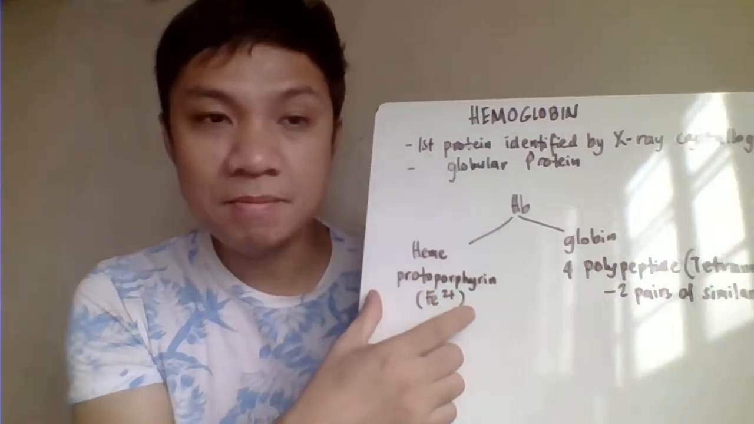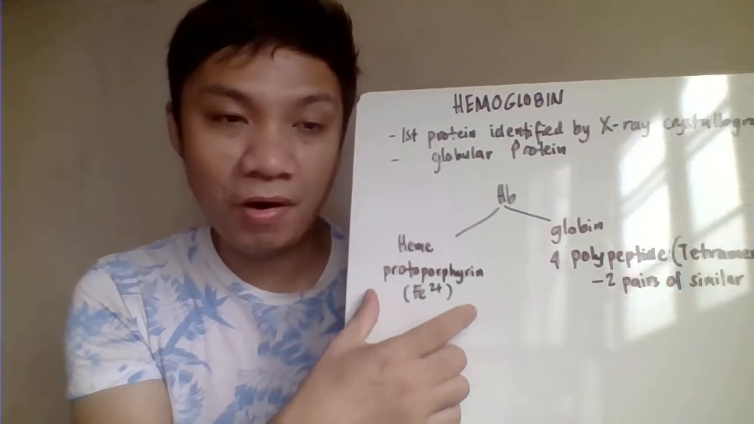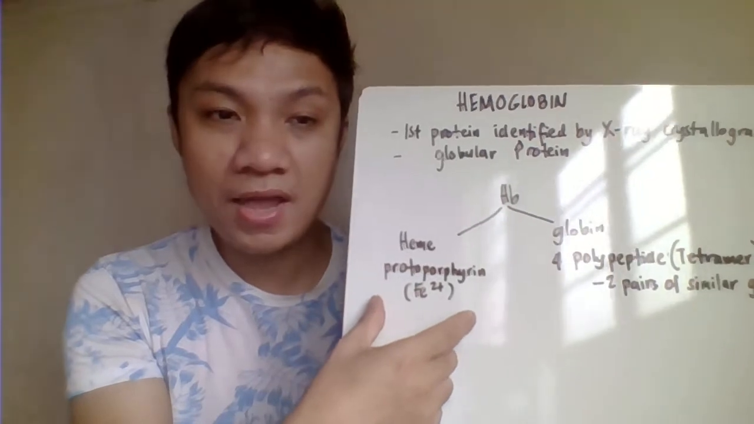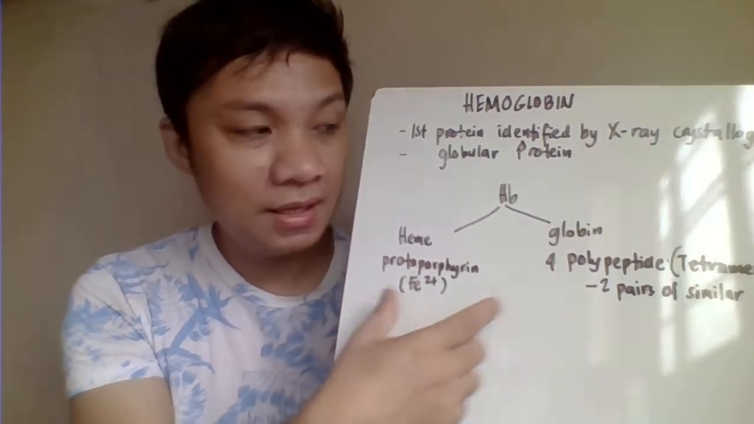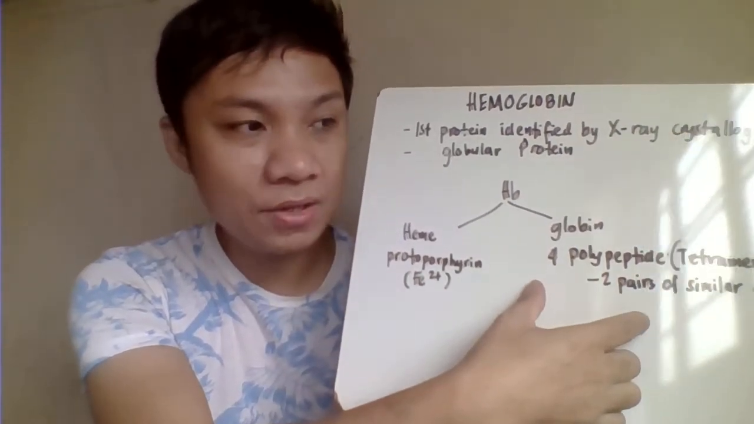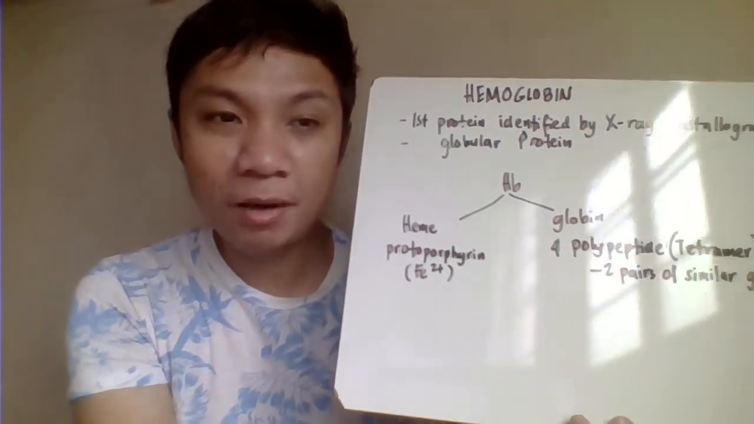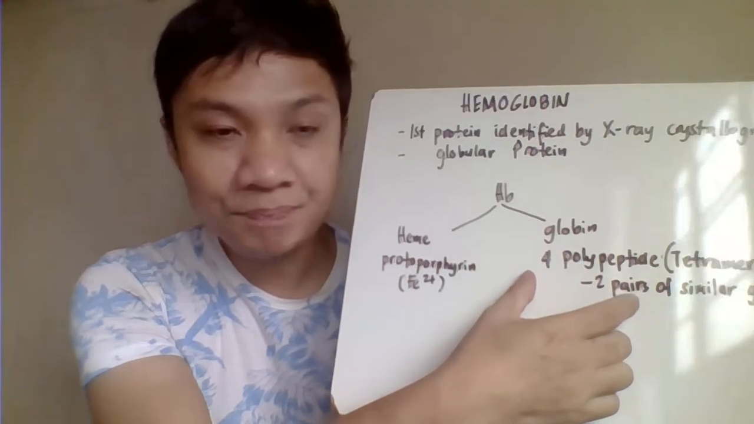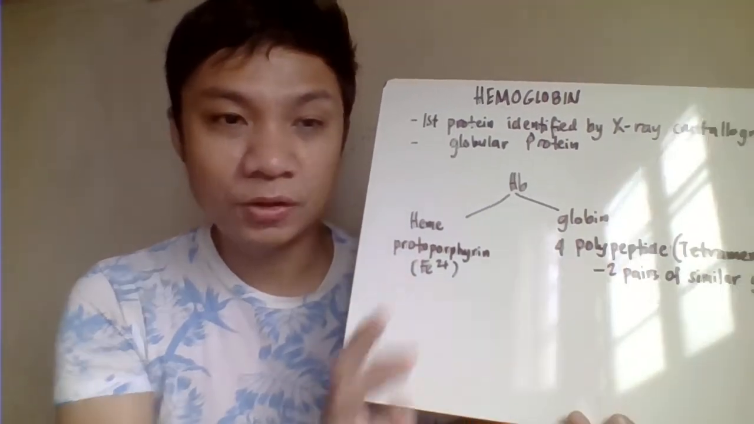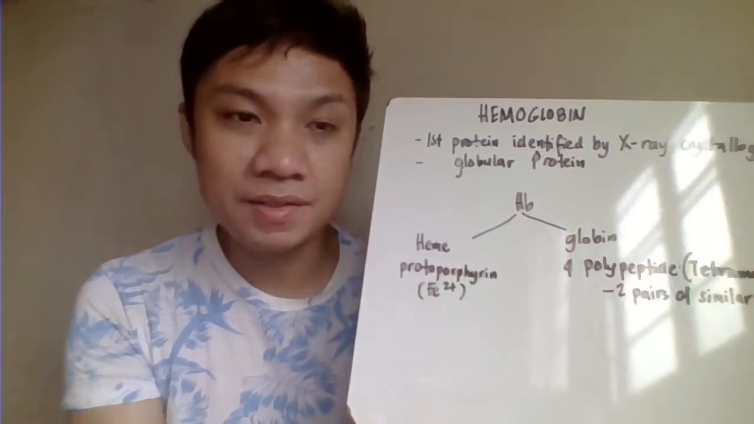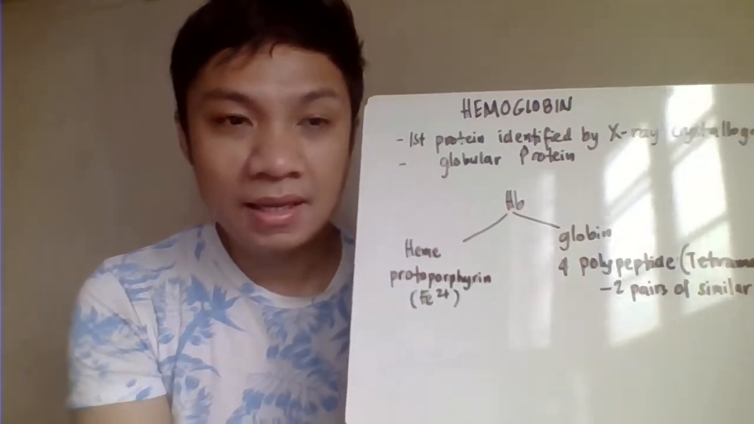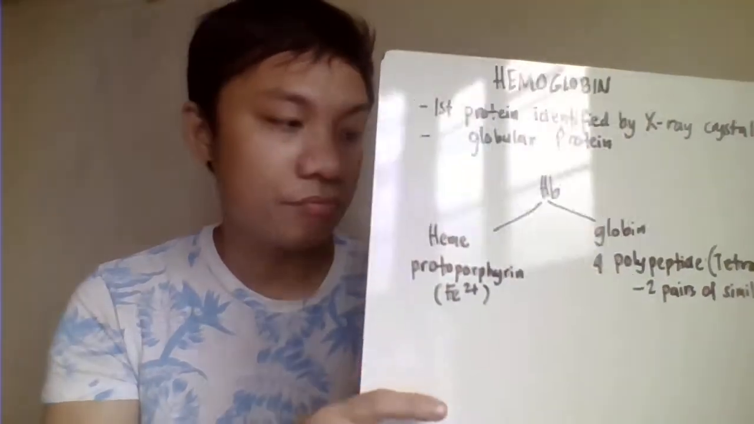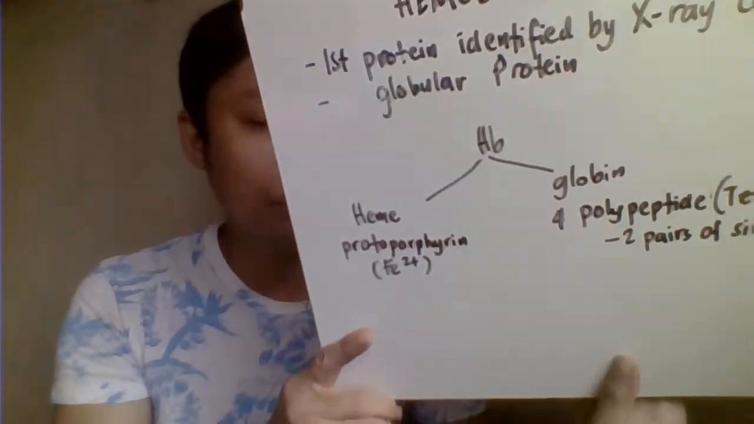So your heme is actually your protoporphyrin. It's a ring incorporated with the iron in the ferrous state. And the globin, on the other hand, is made up of your four polypeptides. And this one is made up of, or you call it your tetramer, kasi apat na polypeptide, and it's a pair, or you call it a dimer.